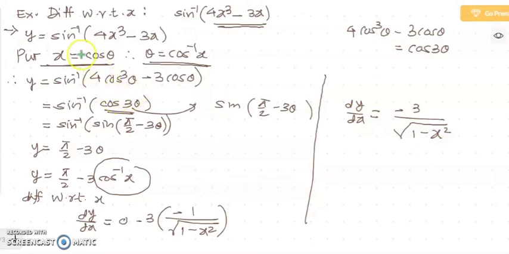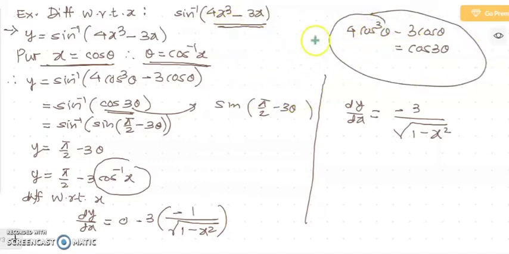So this is the answer for this question. Originally the formula has to be understood. This expression inside the bracket, 4x cube minus 3x, looks like this formula. So this formula was used, and for that formula to be used I had to put x equal to cos theta, and then I get sine inverse of cos of something. That problem is also discussed earlier. If sine inverse of cos of something is there, you can convert it into sine inverse of sine of pi by 2 minus that given angle. Then everything is known to you. Like this it is solved.